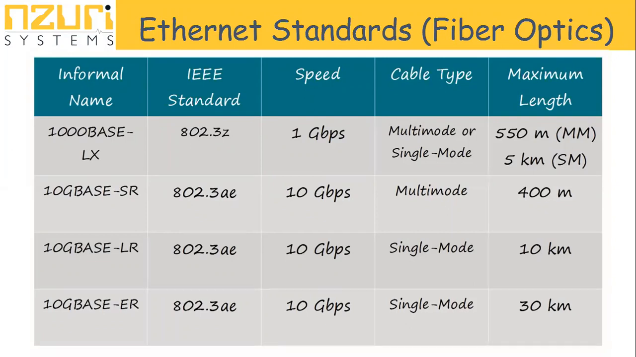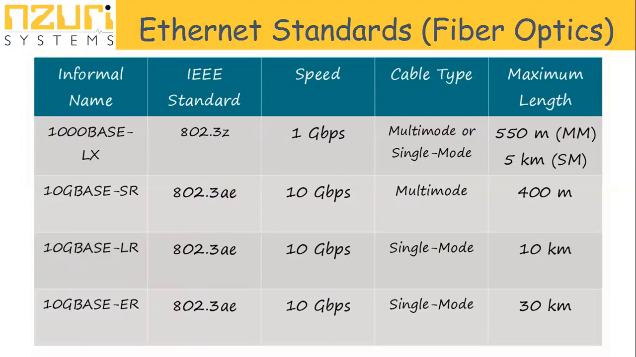Then we have the 10G base. Now, what I want you guys to do is figure out what these things are: the LX, the SR, the LR, and the ER. Kindly figure it out, and let me know probably in the next class, or post it somewhere. So we have the 10G base SR. That's the standard. That's 10 gigabit fiber, and it's multi-mode. It can go 400 meters.